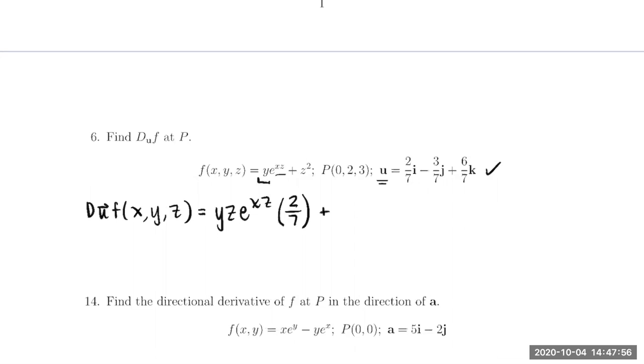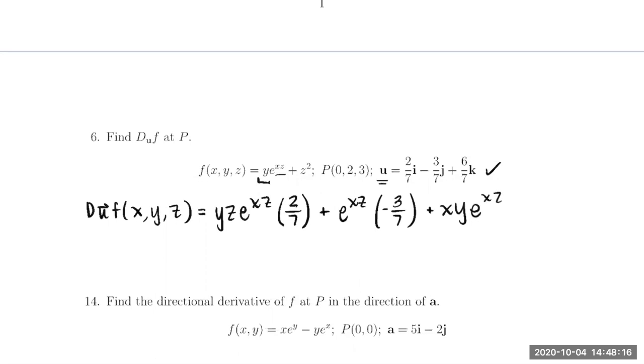And now I'm going to move on to the partial with respect to y. That just gives me an e to the xz. Again, the z squared goes to 0. And I'm going to multiply by -3/7. And then finally, I'm going to take the partial with respect to z. That's going to pop out an x.